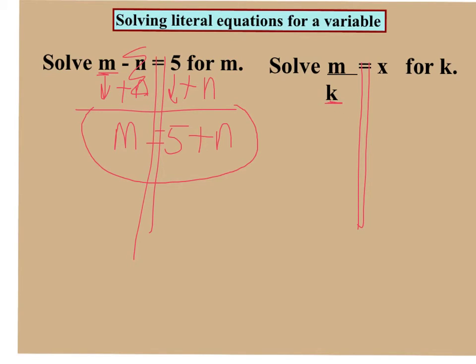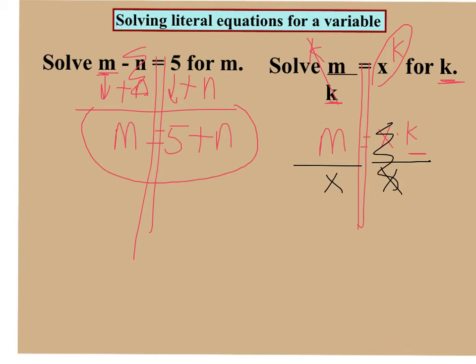If it's dividing by k, you need to multiply both sides by k. This will cancel, and the m is on the left, and then I have x multiplied to k. I have this right here. Now, I still need k by itself. So, how do I get rid of this x that's multiplying? How do I get rid of it? I divide. I divide by x. This will cancel. Now I have k equals m over x.